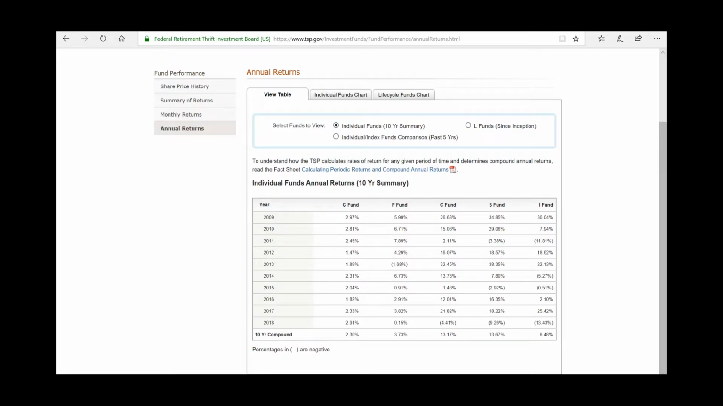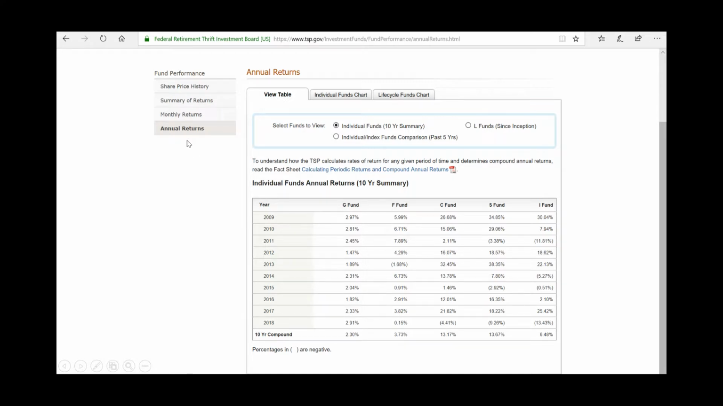Okay, let's move on now. I want to show you what the TSP fund returns have been like over the last 10 years. You can get this right on the TSP website. What I usually do is go to the TSP homepage. You don't even have to log in. I didn't show it, but there's a link toward the center on the left side that says share price history. Just hit that and that'll take you to the share price history tab.